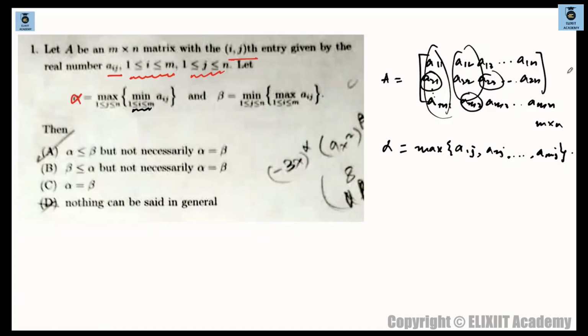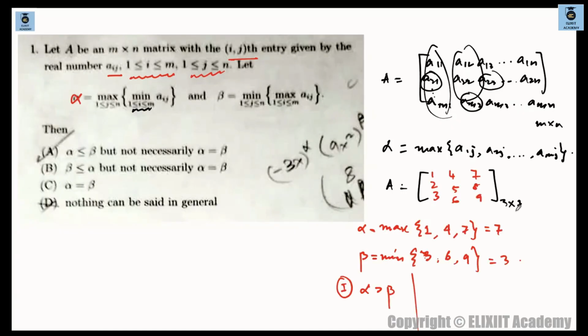Okay. And similarly for beta, what do we do? We list the columns, then we find the maximum value in each first, and then after listing all those maximum values, we have to find the minimum value. So minimum of maximum values basically. Now I'm considering a specific case, a 3x3 matrix. You can check for a 2x2 or a 4x4 matrix as well. I've taken the elements as 1, 2, 3, 4, 5, 6, and 7, 8, 9.